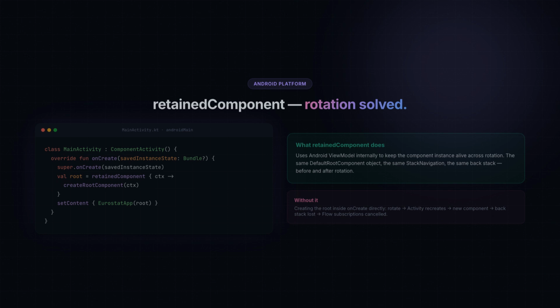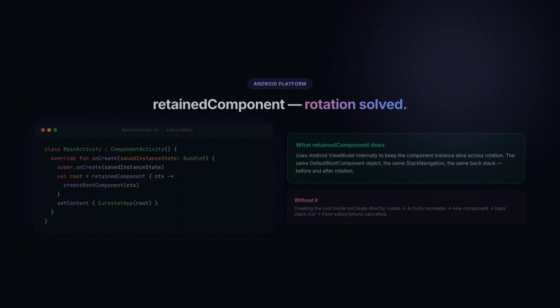That retainedComponent call is doing a lot. Under the hood, it uses Android's ViewModel mechanism to keep the DefaultRootComponent alive across configuration changes. Rotate the device. The activity is destroyed and recreated, but the component instance is the same object. The backstack is the same, every StateFlow inside every child component is emitting from the same instance.